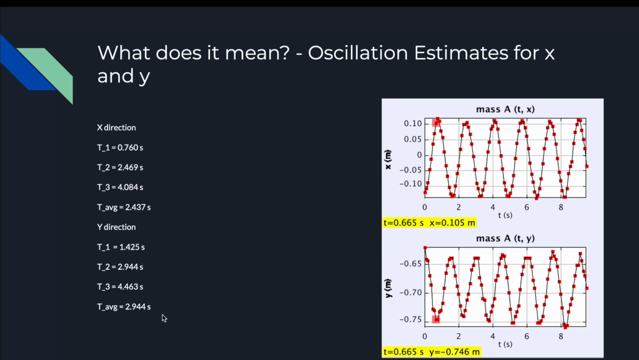As we can see here, the period of oscillation is different depending on which direction you choose. As a result, the spring constant will be different. And if you calculate the spring force and the net force again, they would both be different.